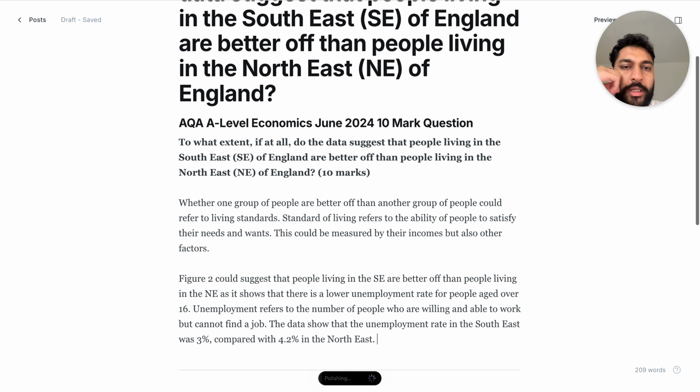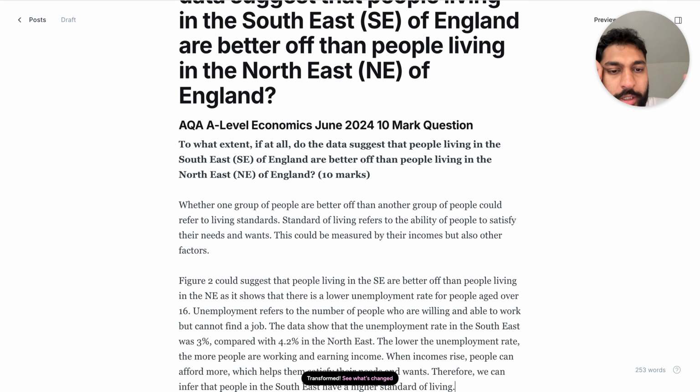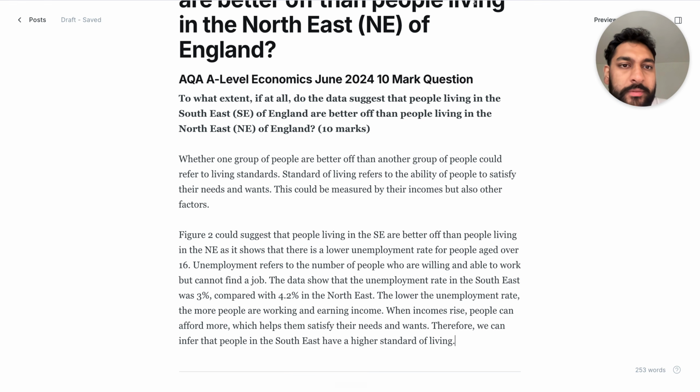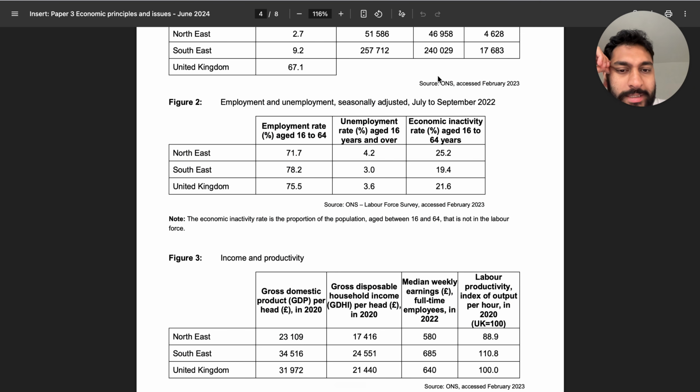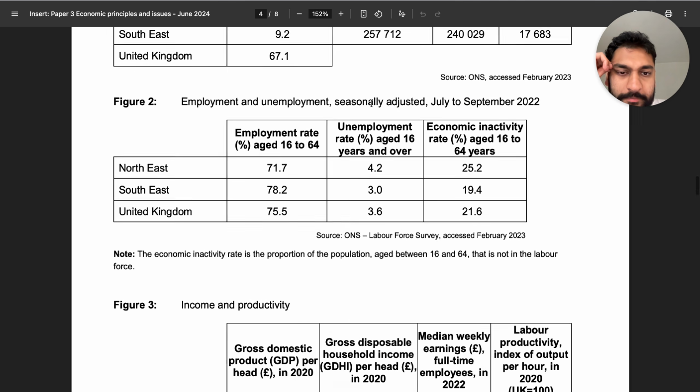Okay. So we said the unemployment bit, we're really just linking it to the words of the question, whether people are better off. Okay. That's it. That gets us our marks for our analysis and all that stuff. We just need to say some limitations. So what was the wording of the question? Whether people are better off.